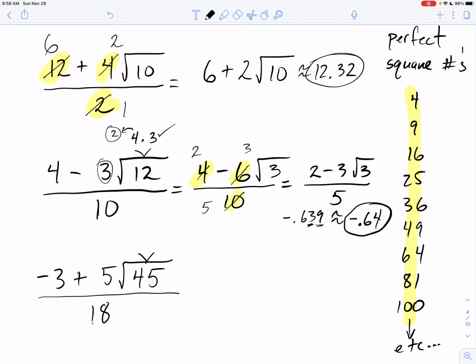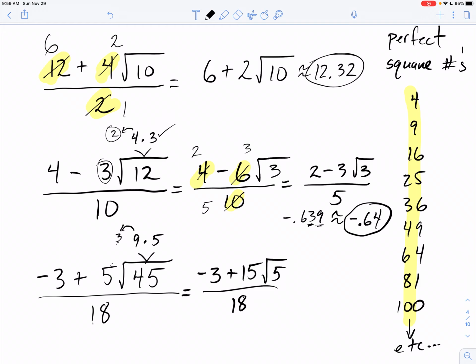And I'm hoping you found the number from the perfect square list and you went, oh, that's 9 times 5. So what's going to come outside? The 3 comes out, the 5 stays home. When these two guys meet, they're going to multiply. So what's my answer look like? It looks like negative 3 plus 3 times 5 is 15, rad 5 over 18.